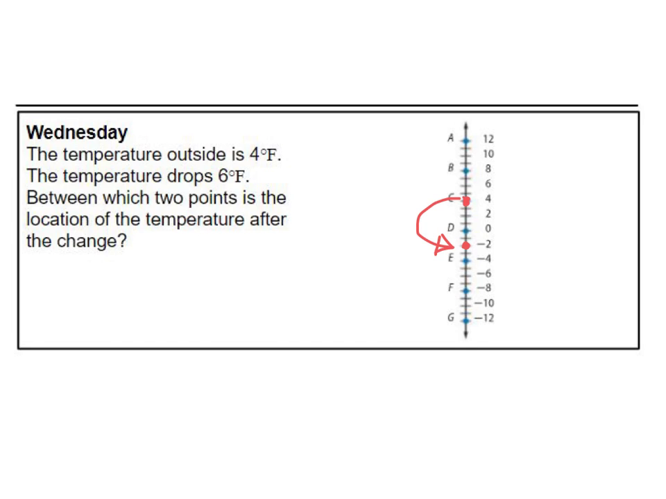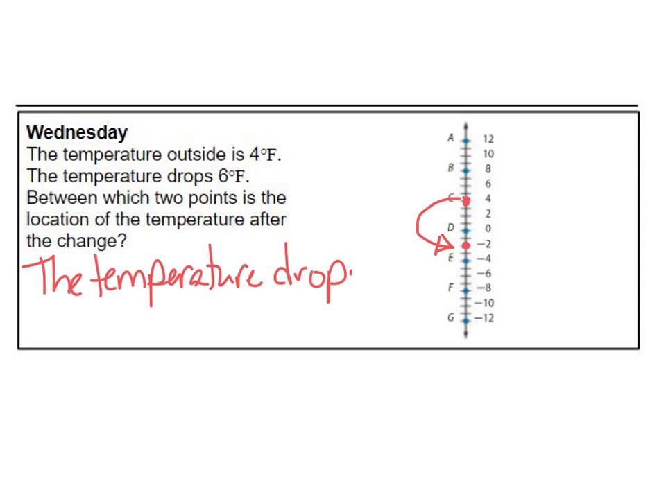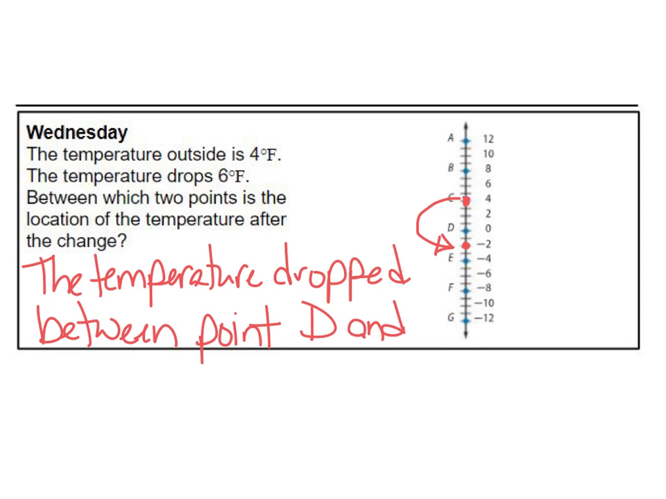Okay, and you guys are looking at the numbers, but aren't there letters in there? Oh, yeah. Yes, they're letters. So they're asking which 2 points. Yes. Yeah, it's between D and E. So then we're going to go ahead and say the temperature dropped between point D and point E.